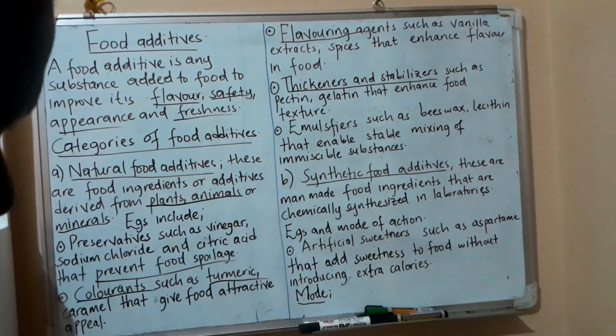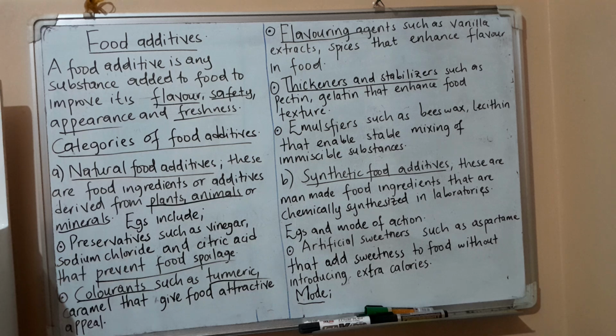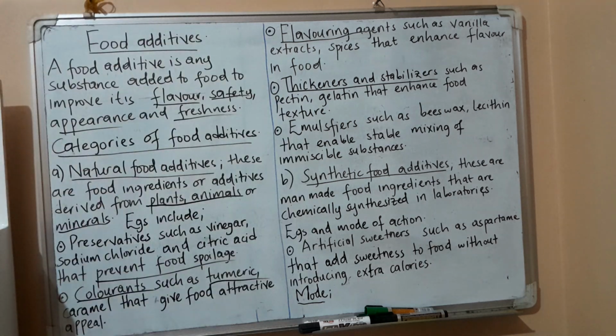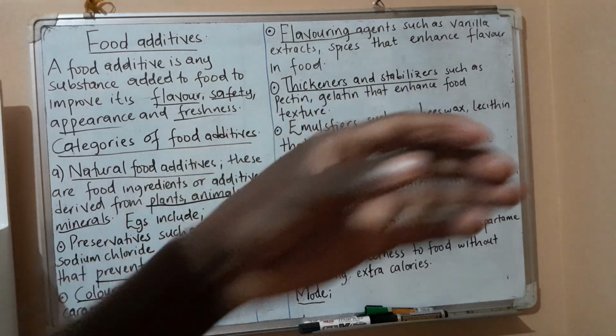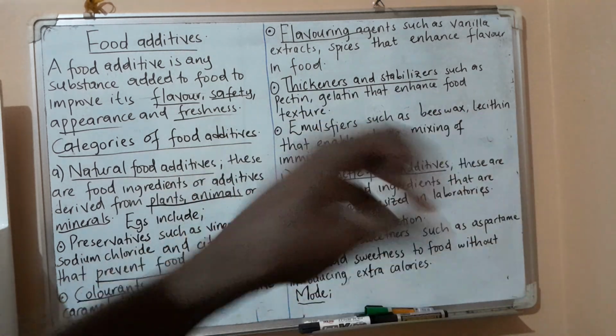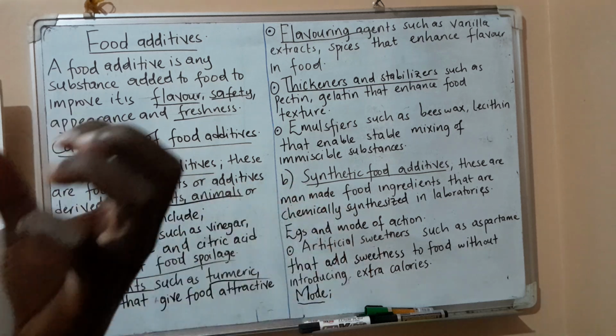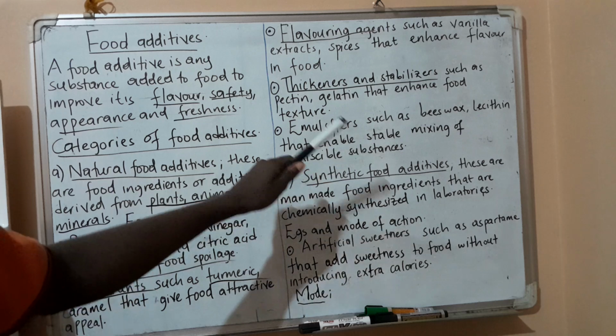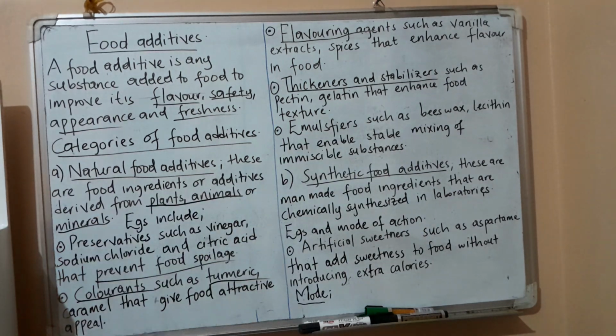Then we also have thickeners and stabilizers. Just as the name sounds, the purpose of thickeners is to improve food texture. I don't know whether you've ever taken ice cream or thick yogurt. They add thickeners into food of that type to make it thick. Examples of natural thickeners are pectin and gelatin, which enhance food texture, the smoothness and roughness of a particular type of food.